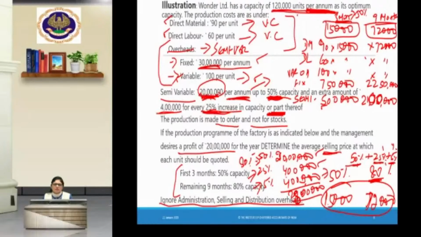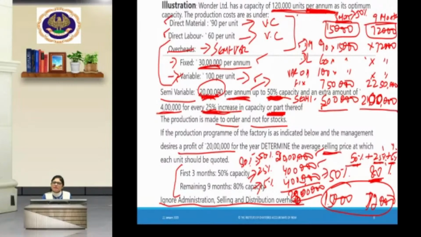Very good. So for the first 3 months, it will be 5 lakh. For the next, it will be 28 lakh per annum. So for 9 months, you have to calculate. It will come out to 21 lakh. Students, any doubt here? Just calculate the total cost. We are done with the total cost.